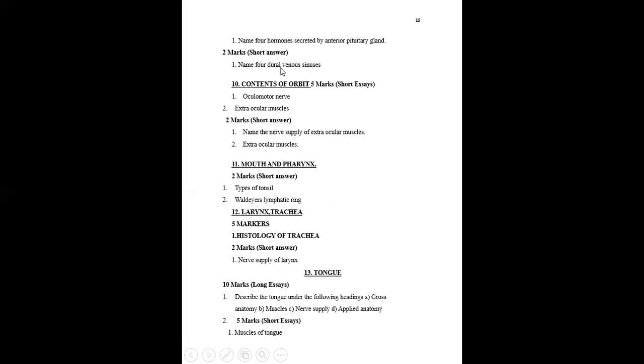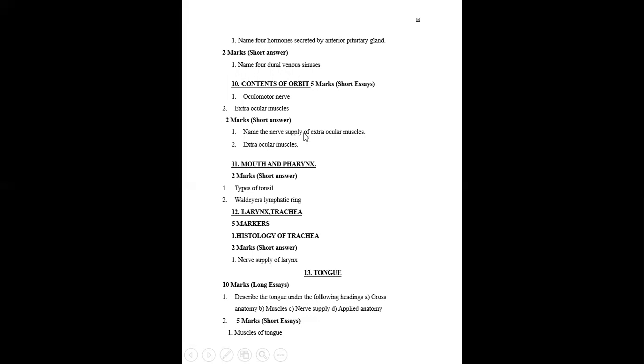2 markers: name the 4 dural venous sinuses. So you need to know about the dural venous sinuses. Here, one more thing, cavernous sinus is very important. Cavernous sinus can be asked as a separate question. Now coming to orbit, oculomotor nerve, extraocular muscles. Movements of extraocular muscles can also be asked as a separate question, or extraocular muscles itself. Here chances of asking ophthalmic artery is also there.